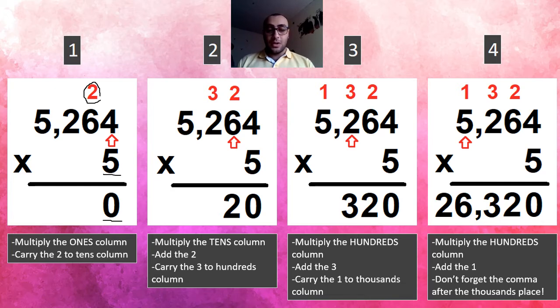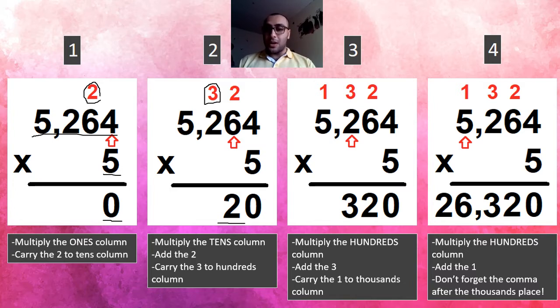Step number 2. It depends on how many digits your number has. This one has 4 digits, so we have 4 steps. If it has 3 digits, we have 3 steps. So this one has 4. Let's see. First, we do 5 times 4. Okay, next. 5 times 6. It's 30. Very good. Should we put a 0 here? No, we have a 2 up here, right? So we say 2 plus 0 is 2. But remember, it's 30, right? So we put the 3 up here in that little box so we can use it for the next one.